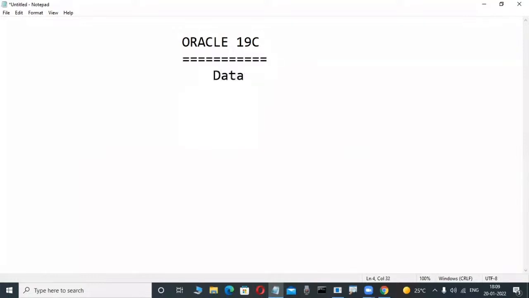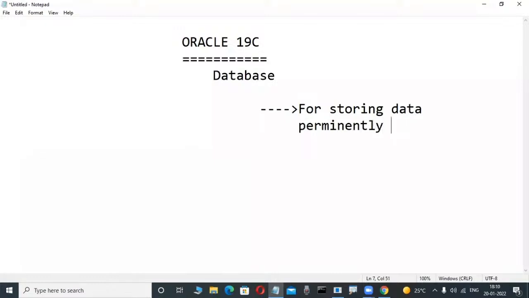Database. Don't write anything, just observe here. But what is the purpose of these database products, everyone knows. Whenever we install these database products in our system or on the company side, what is the main purpose? For storing data. For storing data permanently in secondary storage devices. Secondary storage devices means maybe hard disk. Yes, one of these.